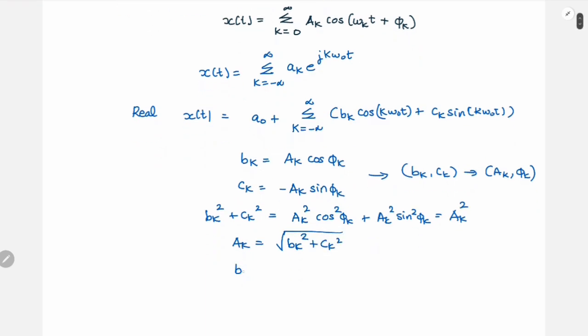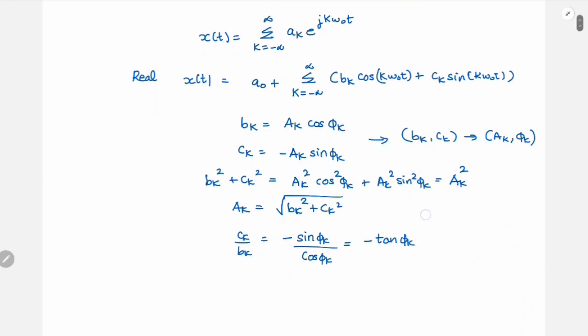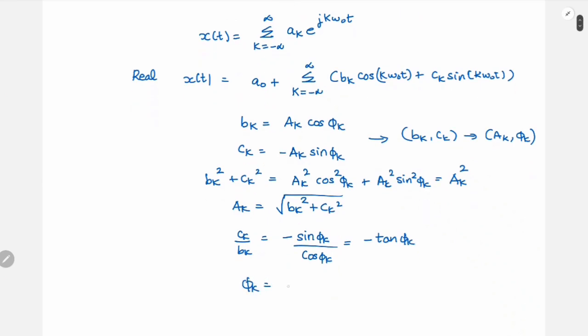And if we divide ck by bk, then ak is cancelled, and we get minus sin phi k by cos phi k, which is nothing but minus tan phi k. So phi k is nothing but tan inverse of minus ck by bk. So these two mappings we have.